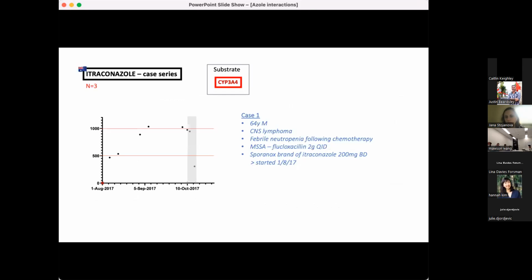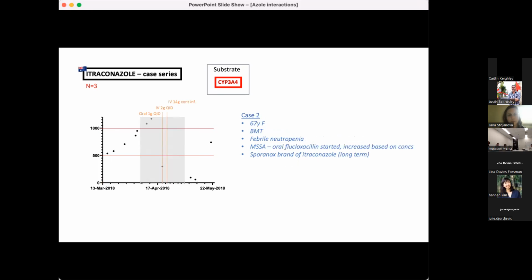So here we have another case series from our institution. The first case is a 64-year-old man that had CNS lymphoma, had undergone chemotherapy, and then presented with febrile neutropenia. Blood cultures showed MSSA sensitive to flucloxacillin, and 2 grams 4 times a day was started. He had been taking the Sporanox brand of itraconazole at 200 milligrams twice a day that had been started about 3 months prior, and you see a drop in the concentration in the phase where flucloxacillin was used.